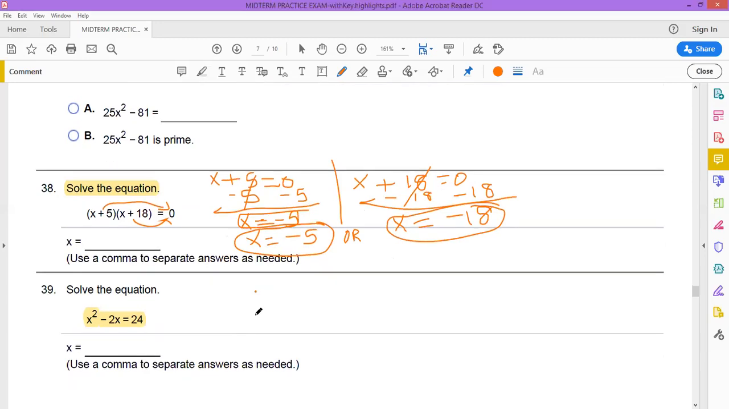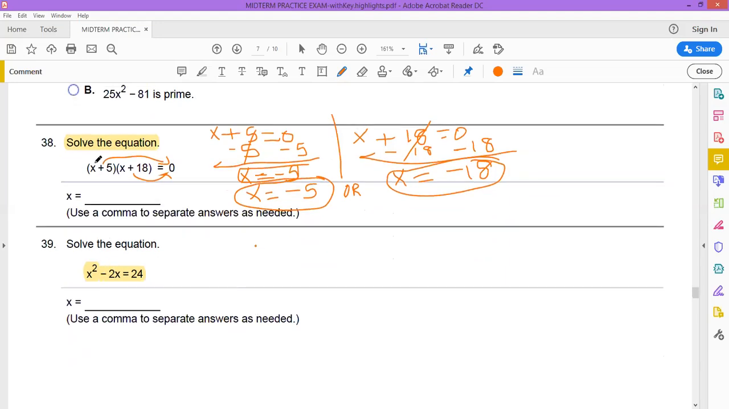All right, let's look at number 39. So 39, you see how it's not factored already, so we got to factor first. And before we can factor, we need to make sure that the equation is set equal to 0. So that 24 needs to be moved to the right side or the left side of the equation. We want to subtract 24 from both sides to do that. The 24s will cancel on the right side, leaving 0. That's what we want. And on the left side, we have x squared minus 2x, and then minus the 24.